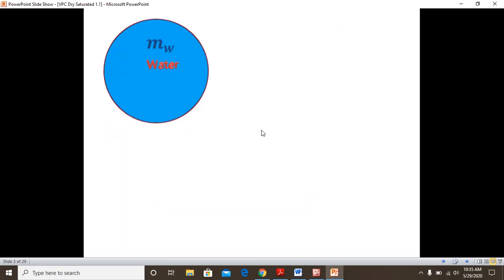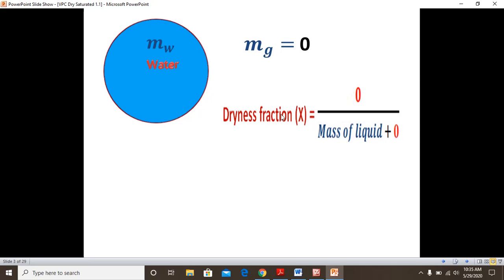Let me explain the concept. Consider a vessel containing some volume. In that I have mw mass of water, and initially the whole container is filled with water, not with gas. No single particle of vapor is present here, therefore mg is equal to 0. Therefore the drainage fraction as per the formula is 0 divided by mass of the liquid plus 0, so the x value will become 0.